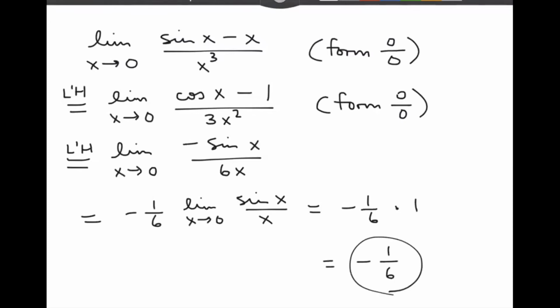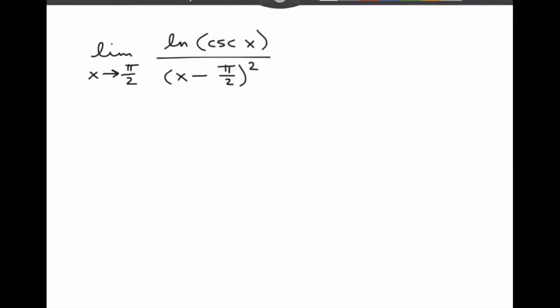So again, if you know how to find the limit some other way, then try to find it some other way. All right, only use L'Hopital's rule if you're kind of desperate. Okay, and then the other example was the limit as x approaches pi over 2 of natural log cosecant x over the square of x minus pi over 2.